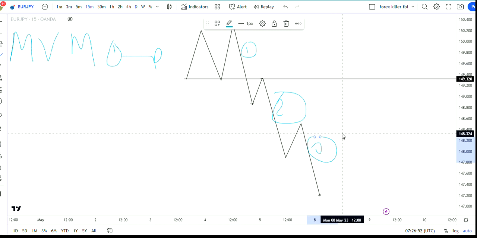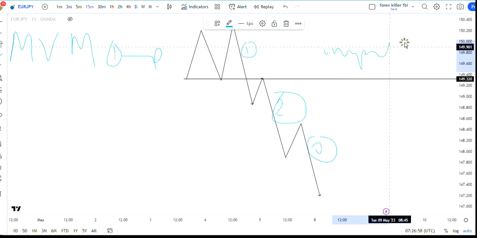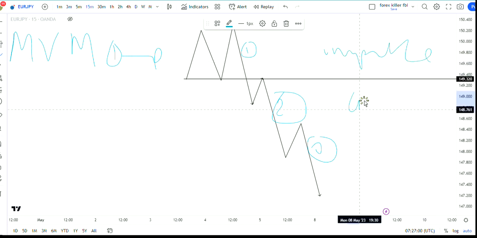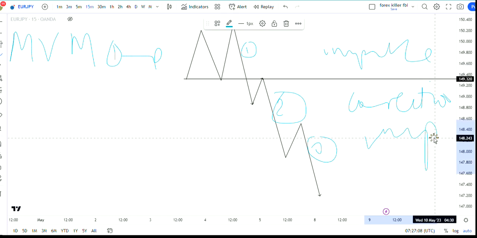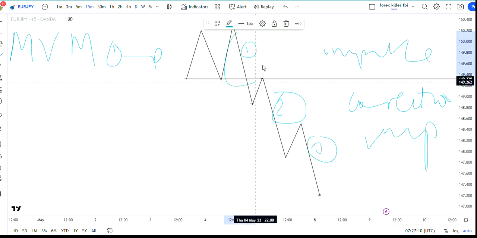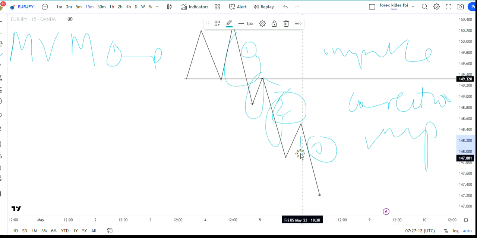As we see here, we have impulse, then correction, then impulse, then correction.